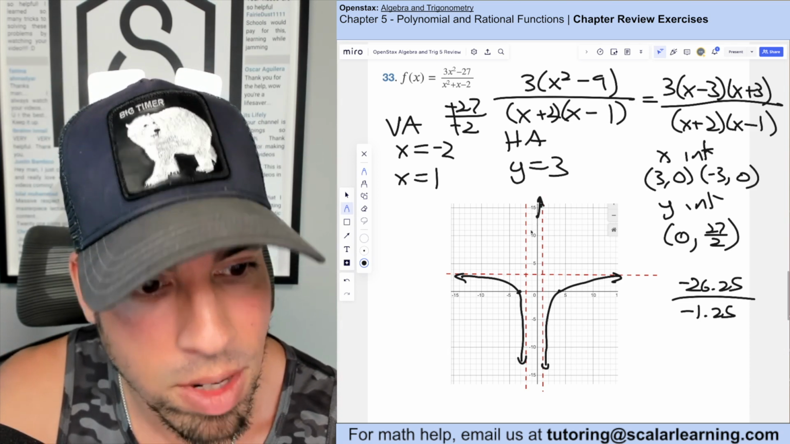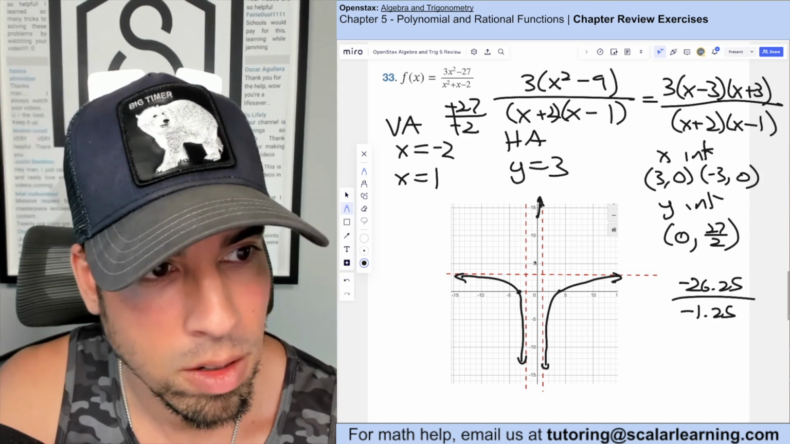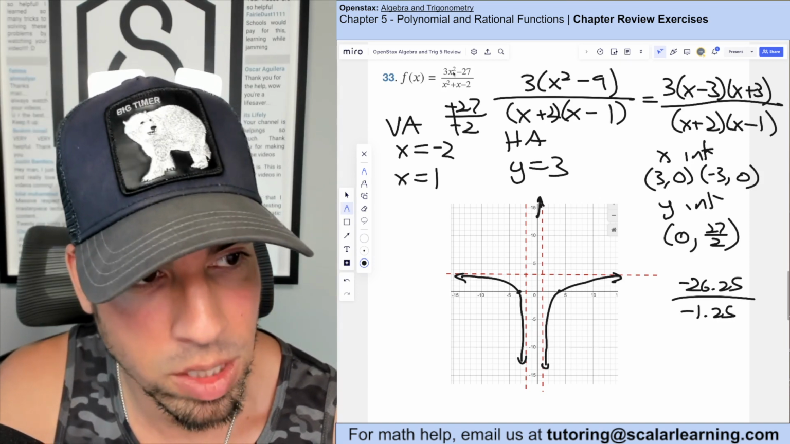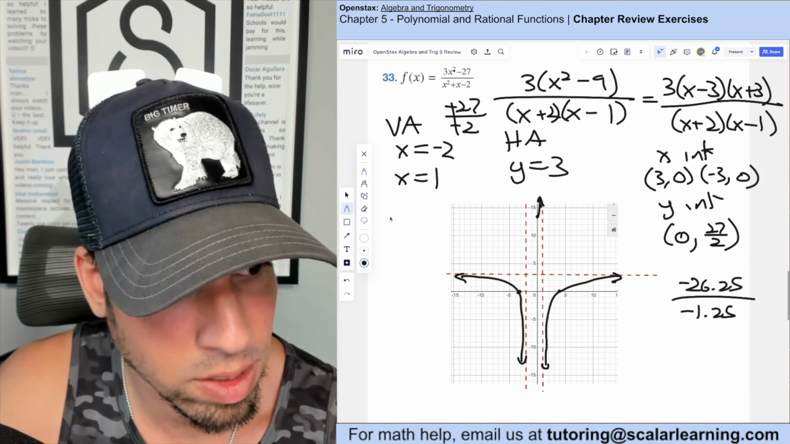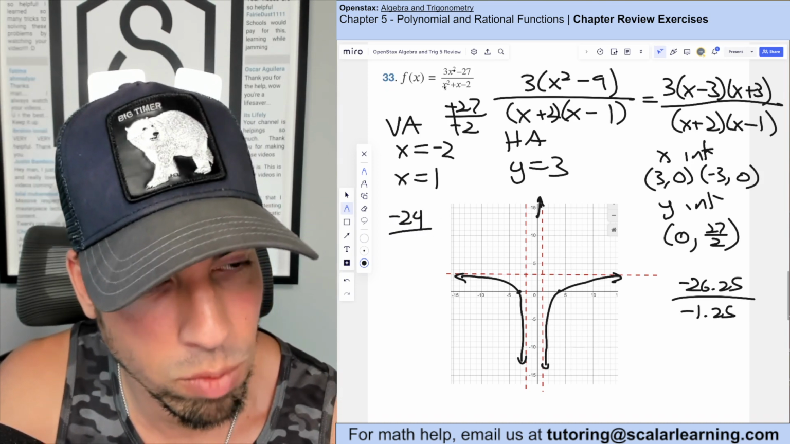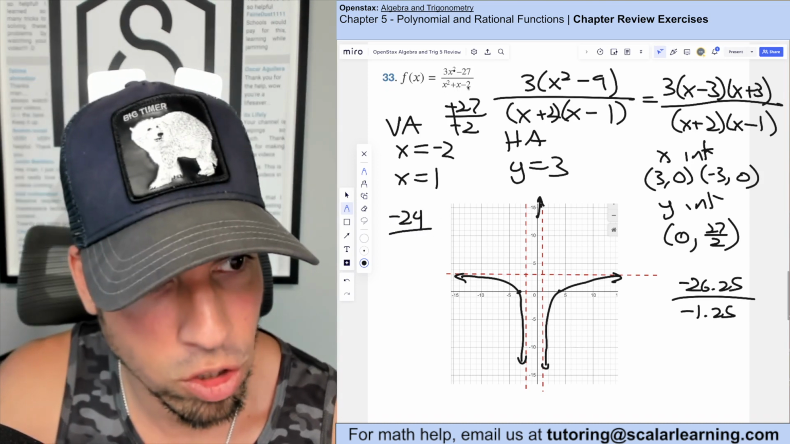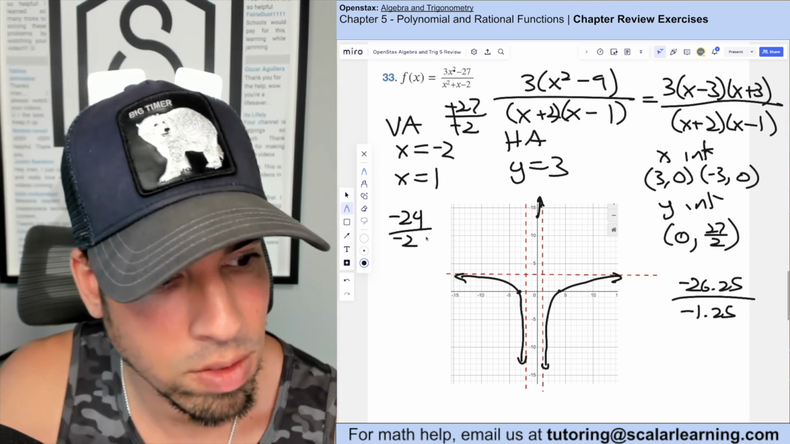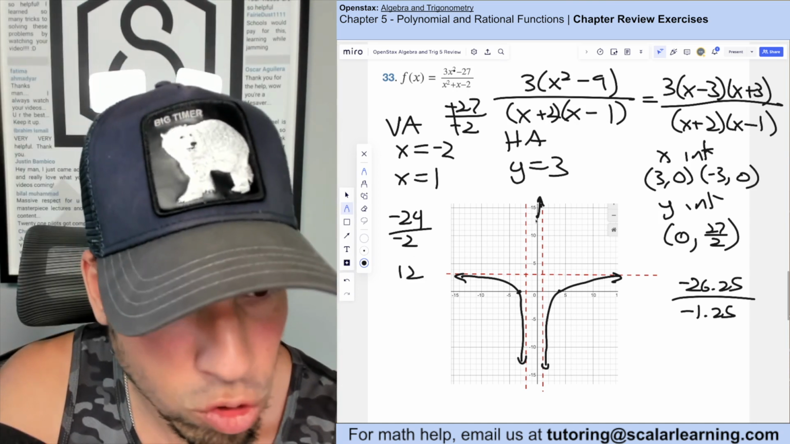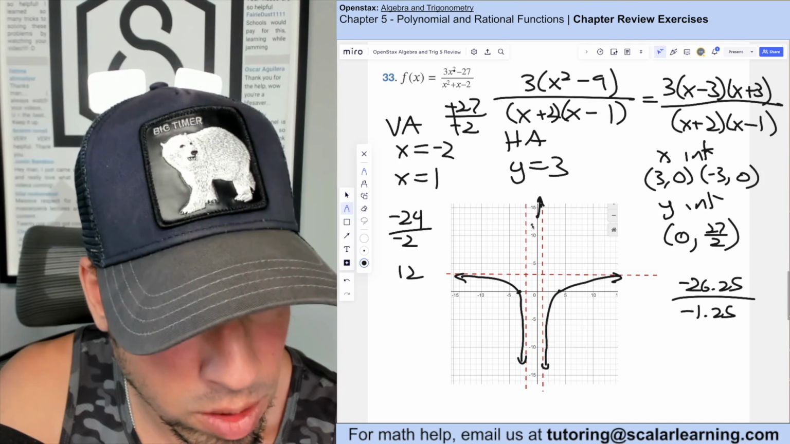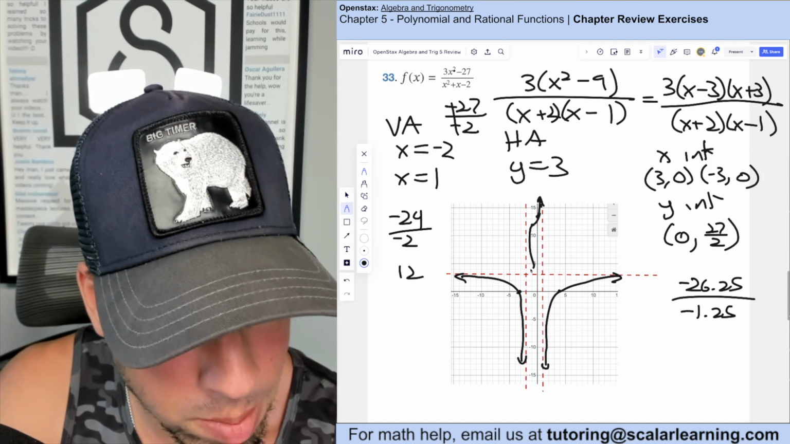What about to the left? Let's plug in a negative 1, and we can do that quickly. That's 3 times negative 1 squared is 3 minus 27 is negative 24 over negative 1 squared is 1 plus negative 1 is 0 over negative 2. And that's going to give us a value of 12. So it is going to drop down here to this point. So far it looks like it's going down. So maybe it does go that way.